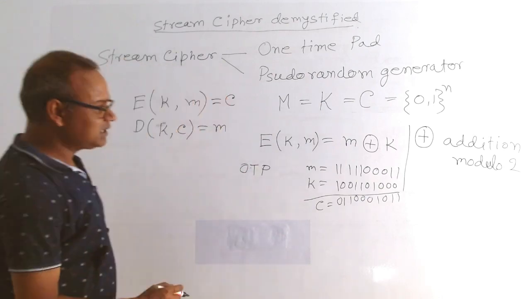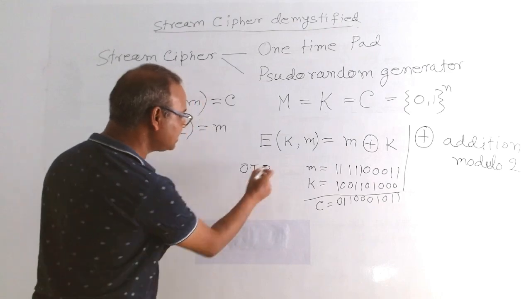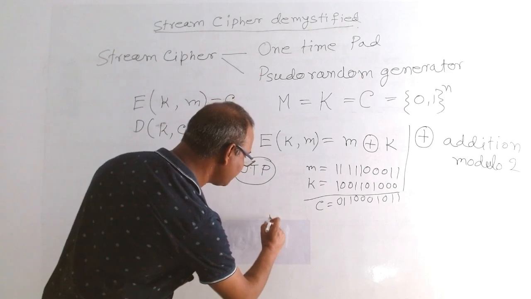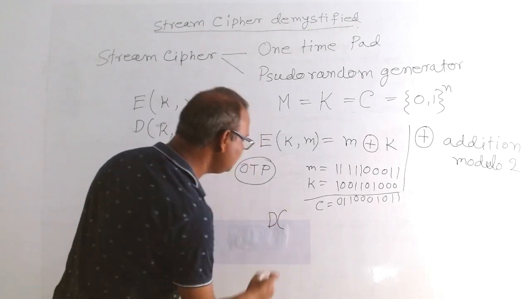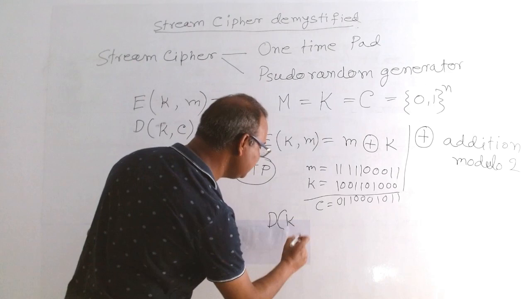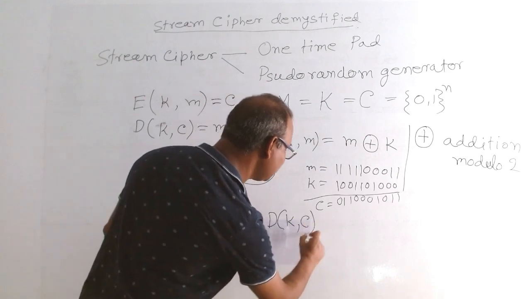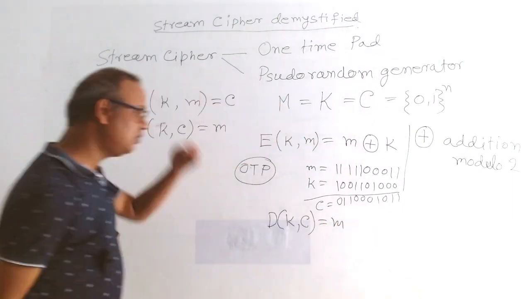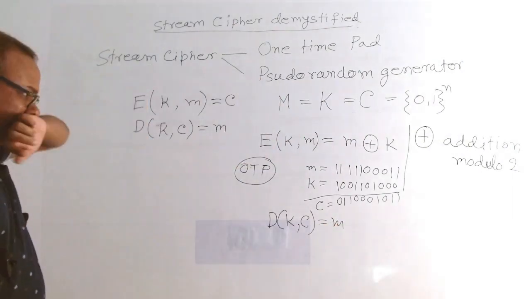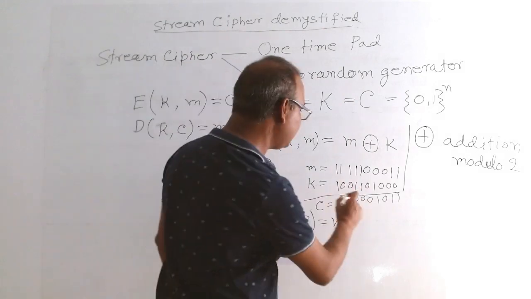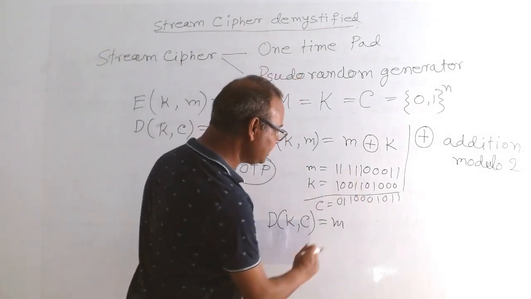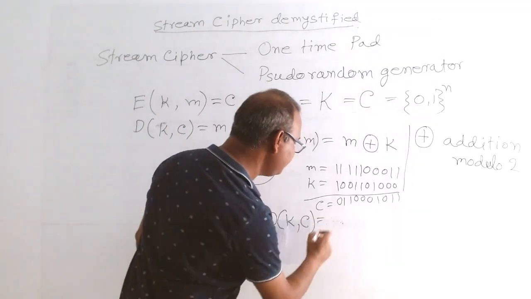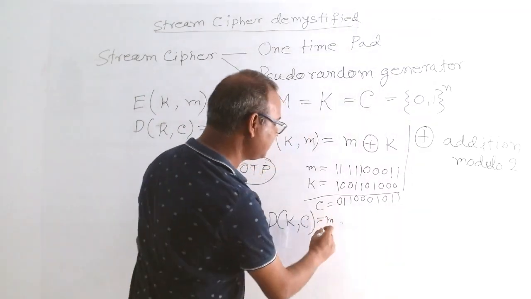Now, what is the decryption algorithm of OTP? The decryption algorithm of OTP is very simple. In the decryption algorithm, we will be given the same key and the ciphertext, and we have to reproduce M. How will it work? It will work very simply. Let's take this ciphertext, and we have to add the same key.